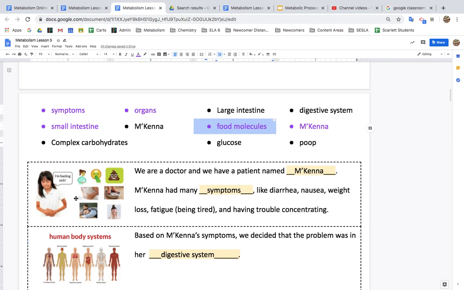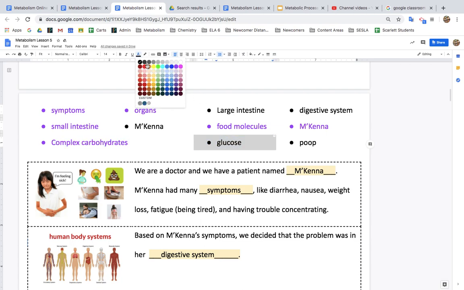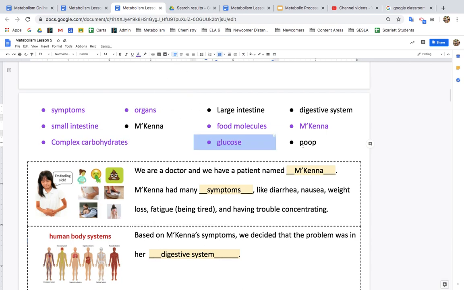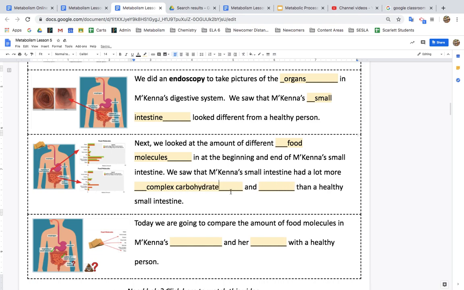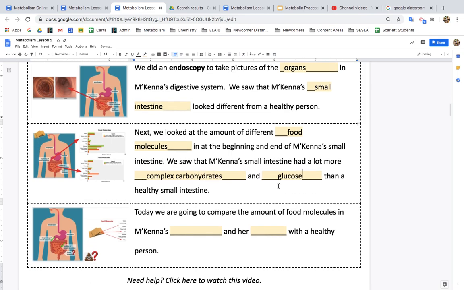Make sure those words are in our word bank. Yep, complex carbohydrates and glucose. Letting myself know I've used those words. That helps me eliminate things. Complex carbohydrates and glucose. And it's okay if you're not sure what those are yet.